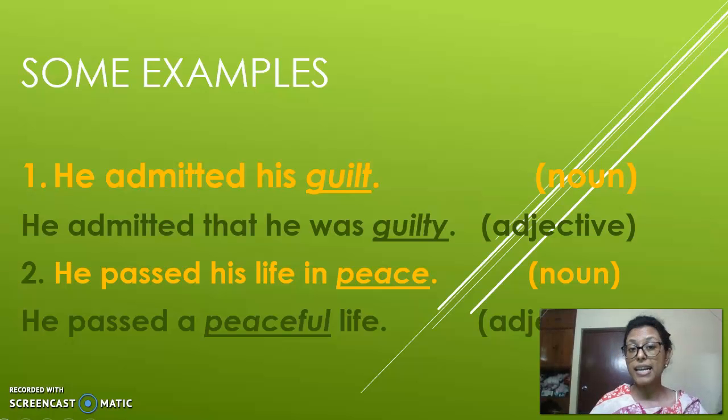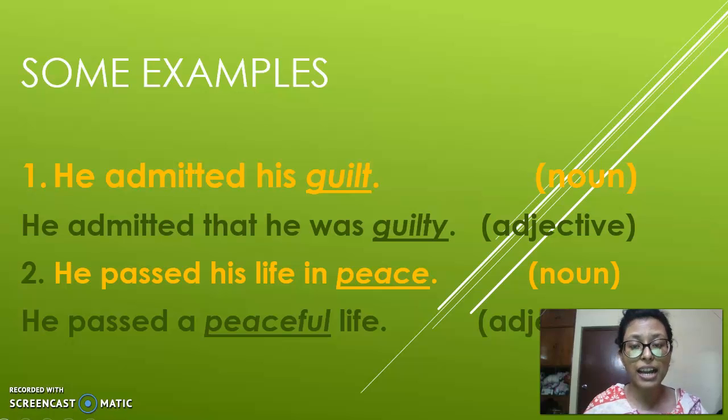He admitted his guilt. That means he admitted that he was guilty of his job, right? So he admitted that he was guilty. You see, he admitted his guilt. He admitted that he was guilty. Here, guilty is the adjective. But if you read between the lines, you will see that the meaning has been kept the same. Without changing the meaning of the sentence, we are transforming it from noun to adjective.